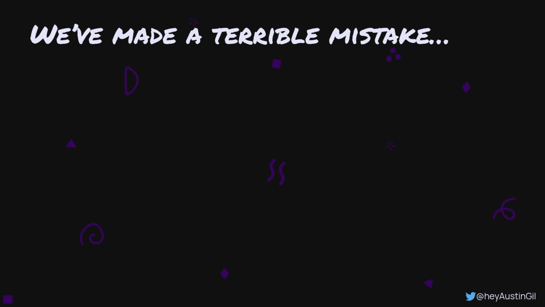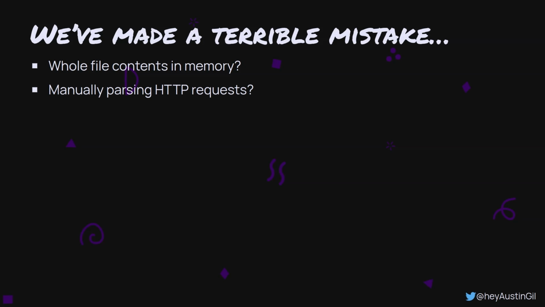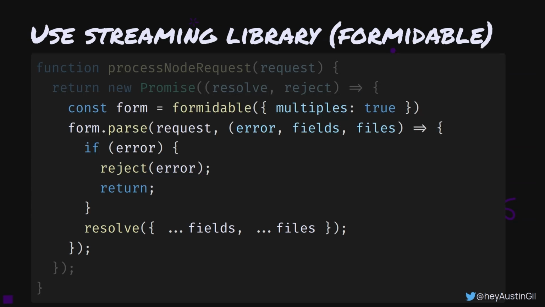A couple of problems here. We've made some terrible mistakes. First, we are essentially going to be writing all of the chunks of that file into memory. And if we do that with a large enough file, we will exhaust all of the memory resources of the server, and the server is going to crash. Second, we are dealing with essentially a string of that HTTP request, which means we still have to parse it and do something with it. And these are two big problems that we can avoid by using a streaming library.